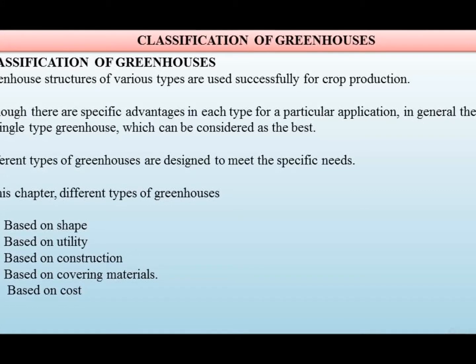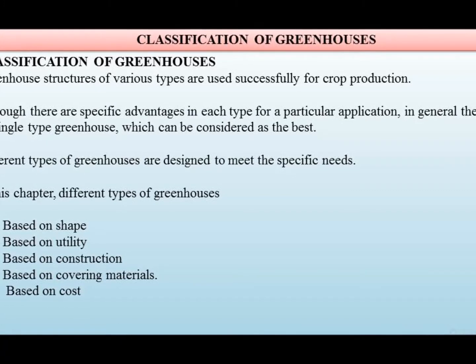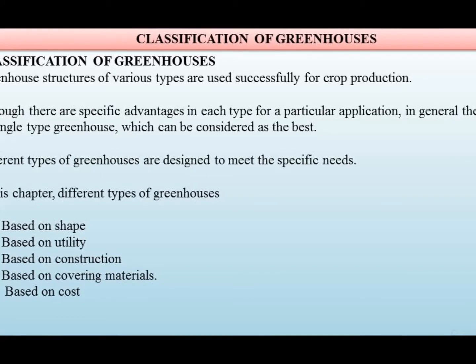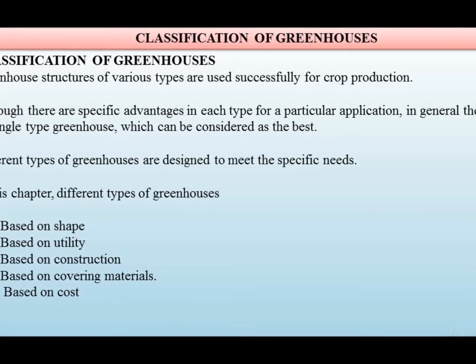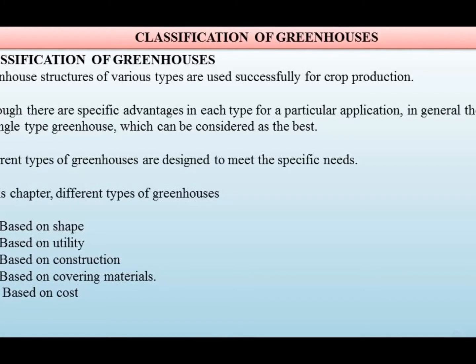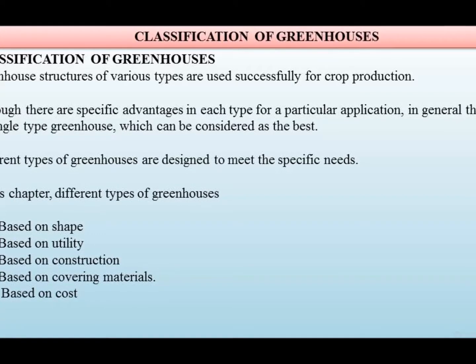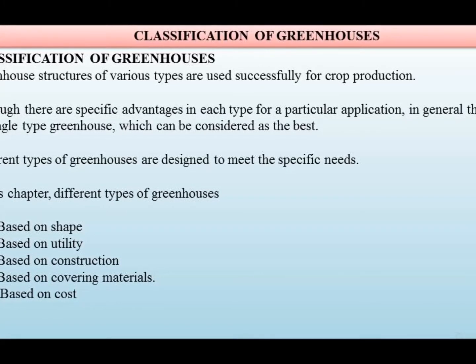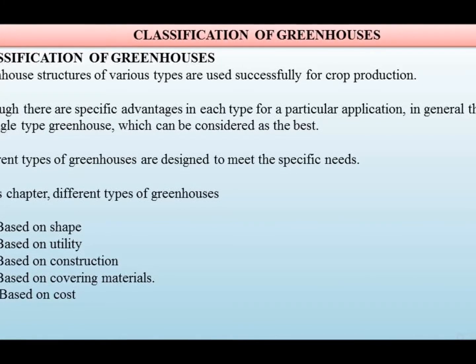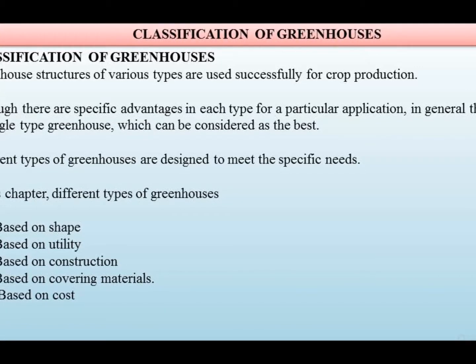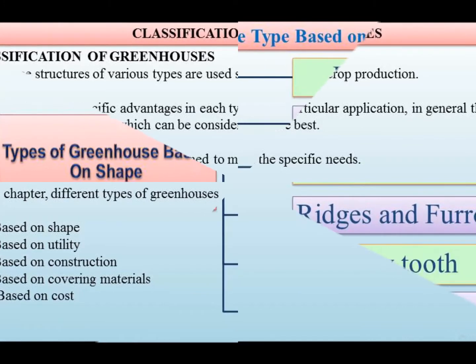The classification of greenhouse is based on shape. Second, based on utility. Third, based on construction. Fourth, based on covering material. And last, based on cost. These are the 5 major types of greenhouse.